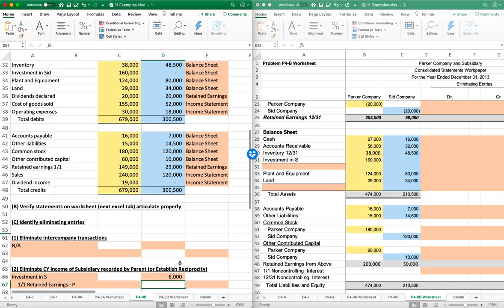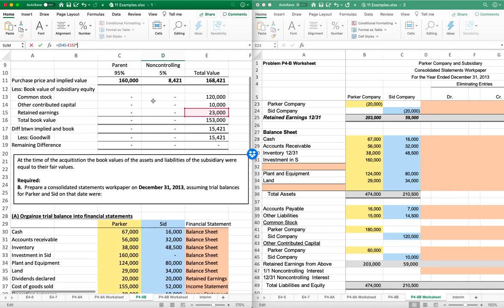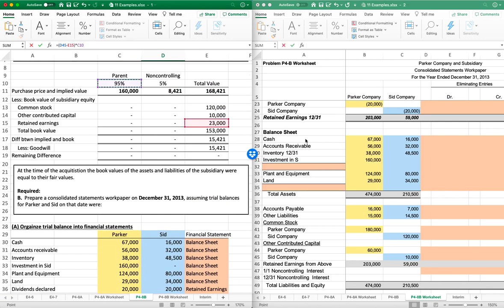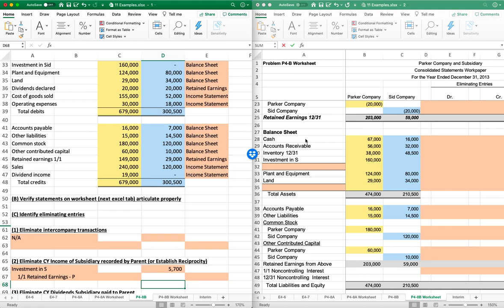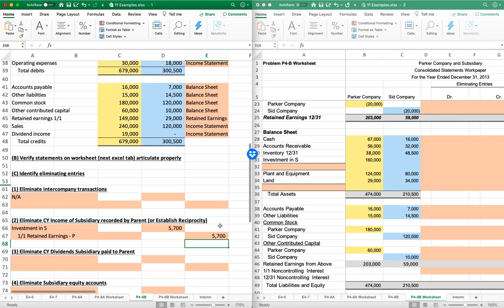Now, we're not quite done because we wouldn't have recorded that entire $6,000. We would have only recorded our share. So I'm going to throw some parentheses around this and multiply it by our ownership percentage, which is the 95%. So our entry to establish reciprocity is going to increase investment in S by $5,700, and it's going to increase 1/1 retained earnings of the parent by the same amount.